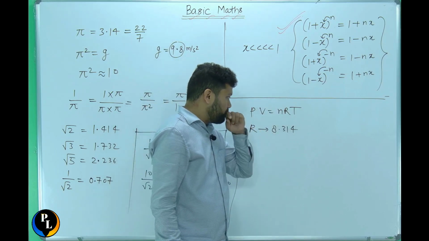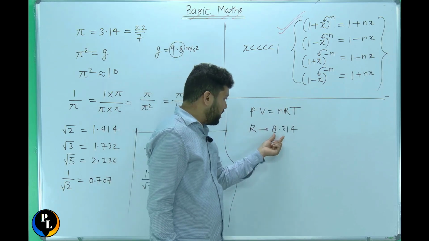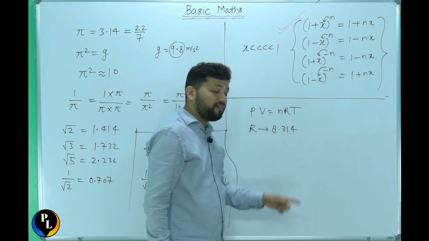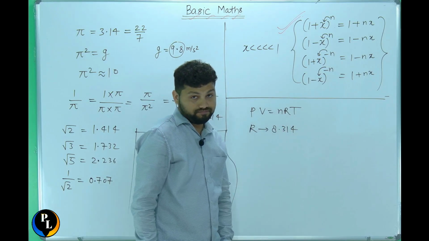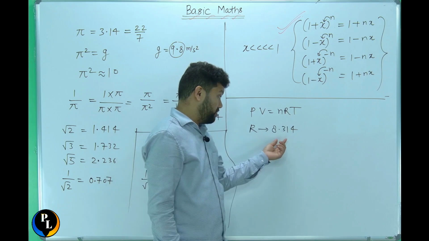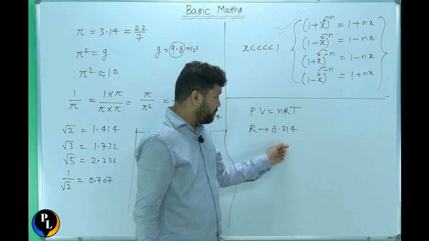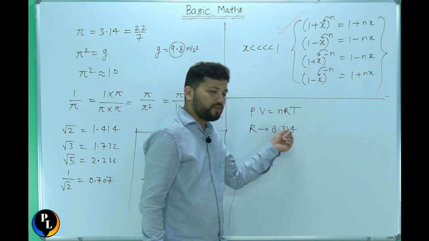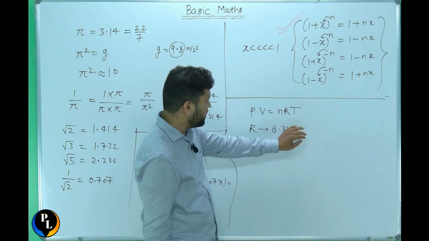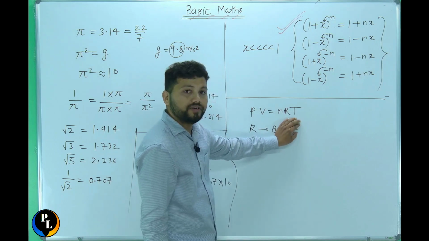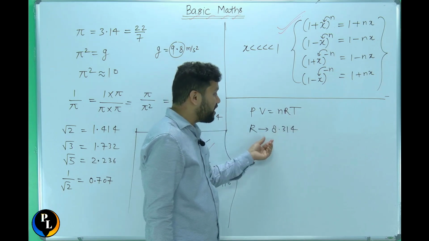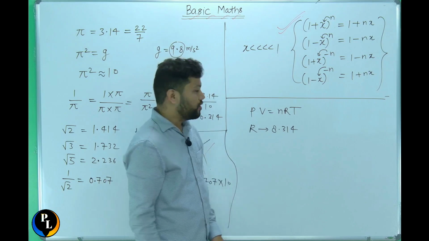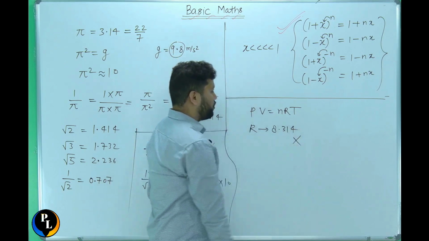Now suppose you are solving some numerical and you are going to put the R value 8.314. It's very tough, because after the decimal so many digits are there. Or suppose R is only 8, that is very easy to solve. But the R value is 8.314, so we will not use this one.